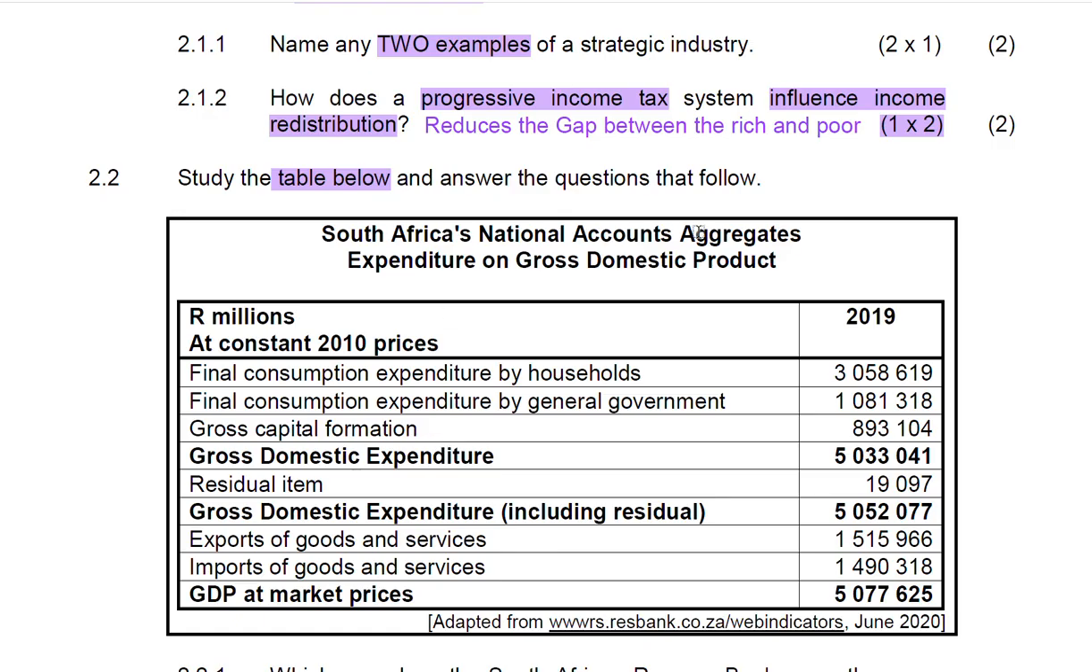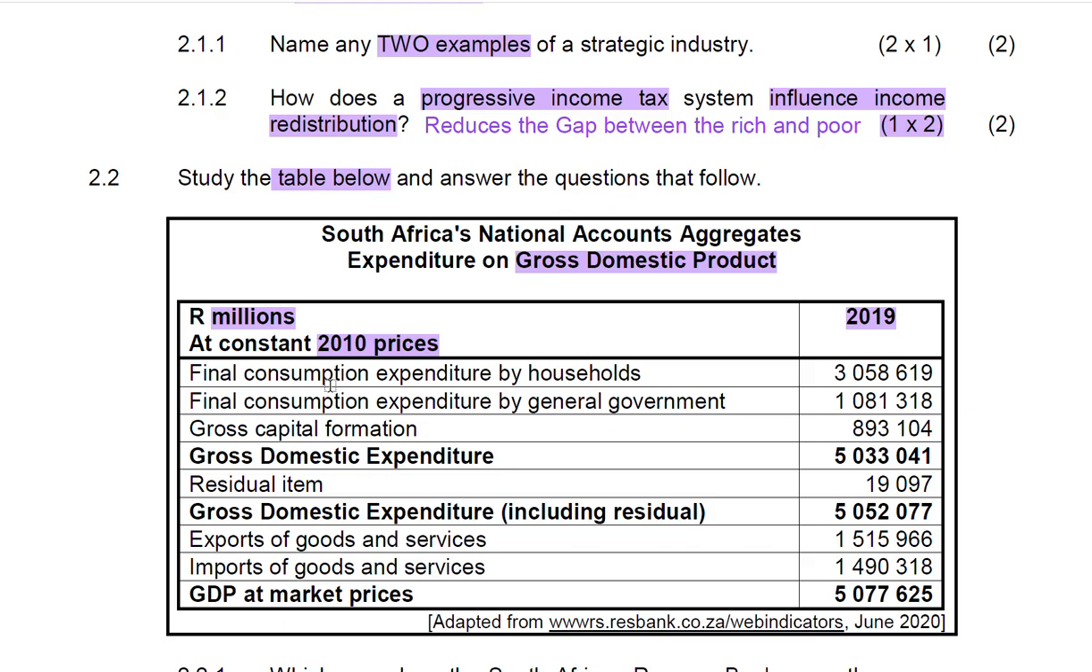South Africa's national account aggregates, expenditure on the gross domestic product. So it is in millions, and we're looking at the year 2019. You'll see the year is very far based on the fact that this is the past paper that was written in 2021. The past paper might look as if it is very far, but it is still relevant for your understanding and for preparing you for the main exam. It's at constant 2010 prices.